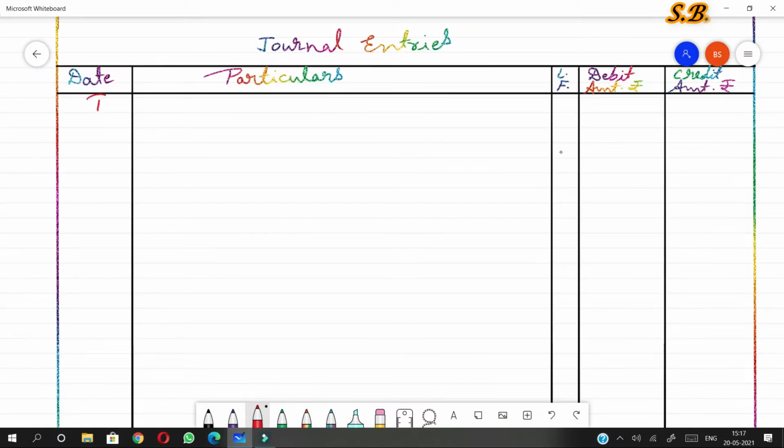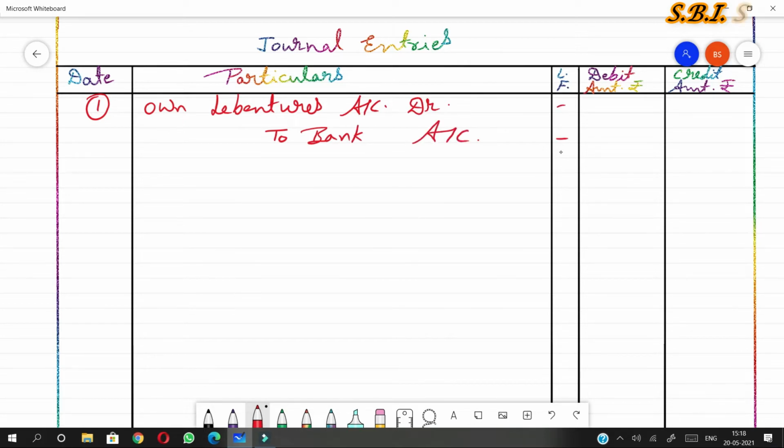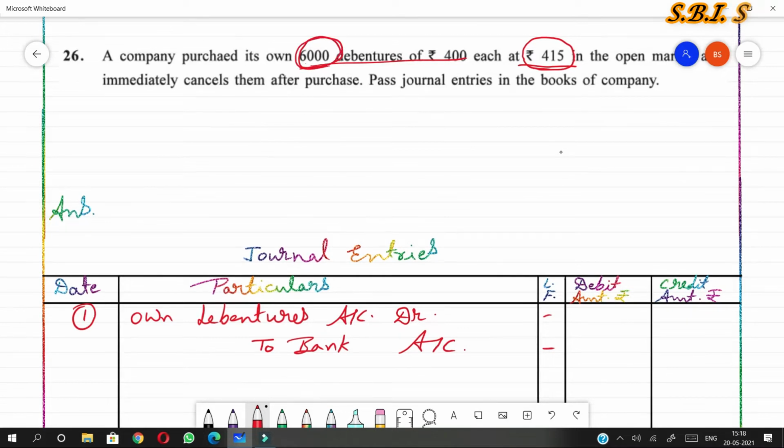First entry will be own debentures account debit to bank account. Then students, on 6,000 debentures, 415 price is paid by the company for purchasing its debentures in the open market. So 6,000 multiplied by 415, then the amount will be 24 lakh 90,000.